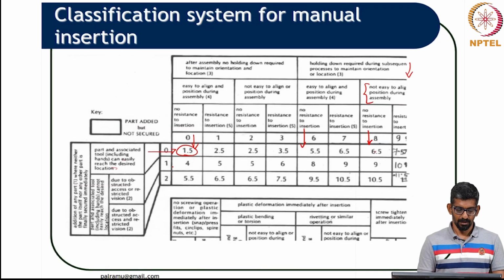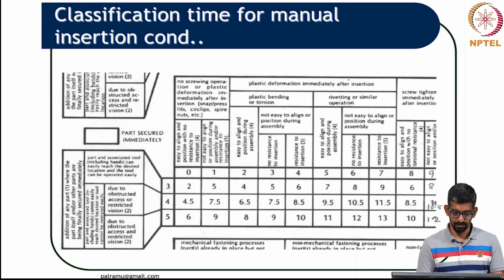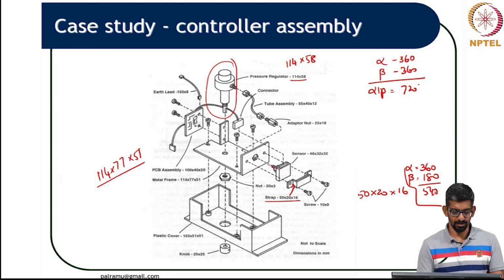Okay. Now, the part is added, but is it secured? No, it is not secured. So, the part is added, but not secured. So, we will have to look into this, correct. After assembly no holding down is required to maintain orientation and location. Holding down is required during subsequent process. Which one is correct? Does it not require any holding down?